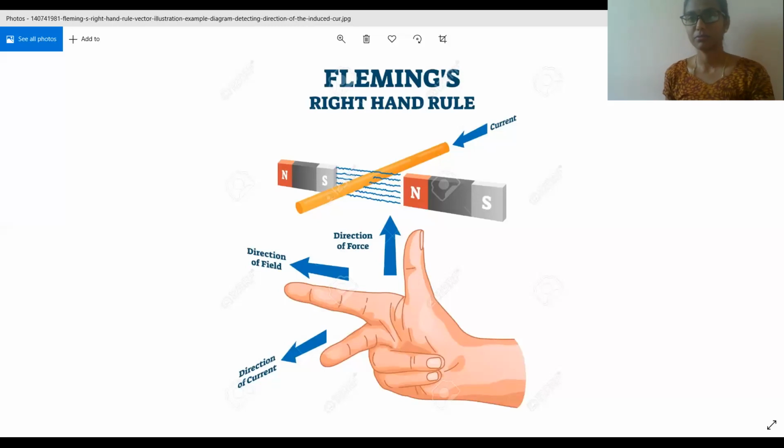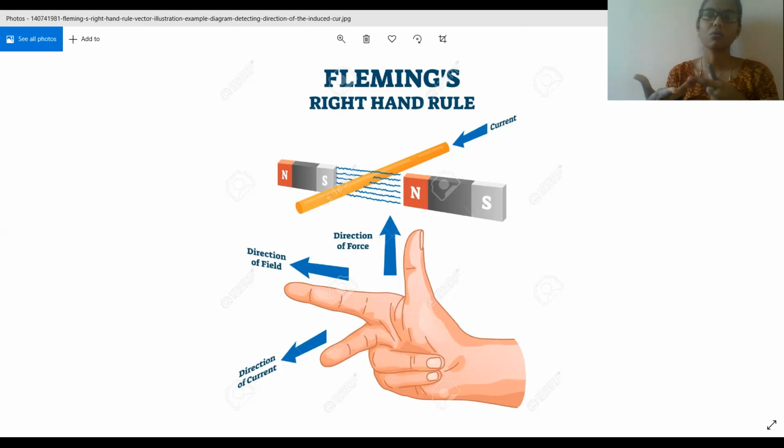Let us see how Fleming's right hand rule works. We understood the left hand rule: when current and magnetic field are there, we get the direction of motion of the conductor. Right, children? Fleming's left hand rule is for the electric motor. The Fleming's right hand rule applies when we apply motion to a conductor, that is, when we move a conductor in a magnetic field, and it tells how the current will be produced.